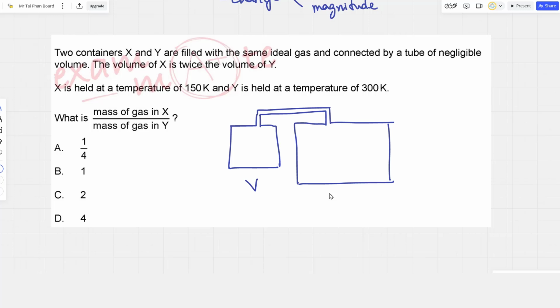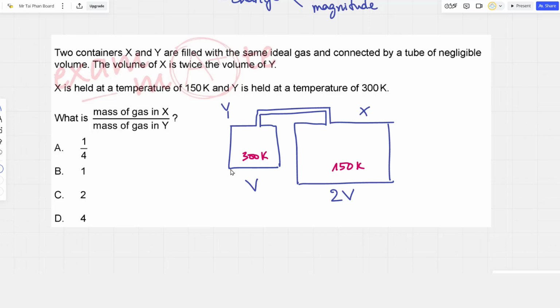Okay, this is V volume, this is 2V. Volume X is twice volume Y. X is on the right here and Y is on the left. The temperature of X is 150 Kelvin and the temperature of Y is 300 Kelvin. What is the ratio between the mass of gas in X and the mass of gas in Y?